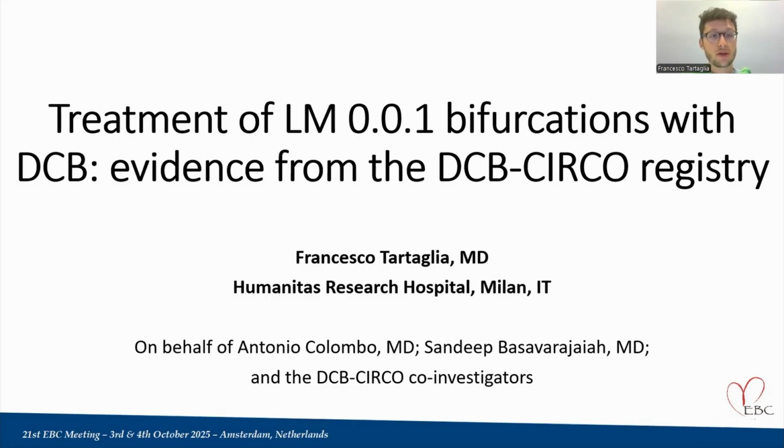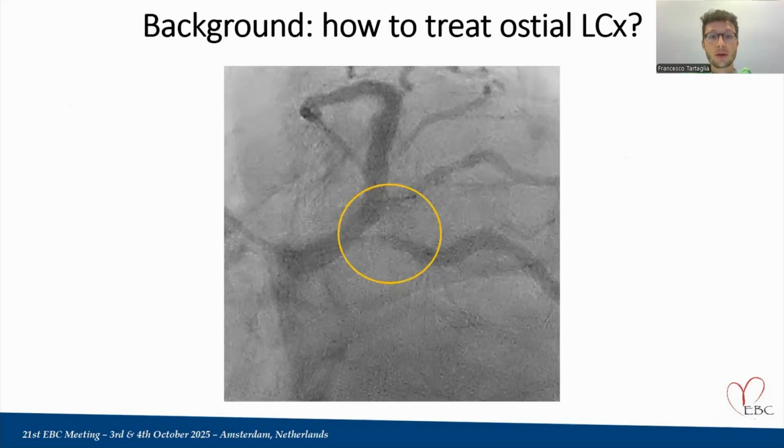The title of my presentation is Treatment of Left Main Medina 0.0.1 Bifurcations with DCB, evidence from the DCB-CIRCO registry, which I had the pleasure to coordinate together with Sandeep Basavarajaiah and on behalf of Professor Antonio Colombo. So the topic of today is how do we treat this kind of lesion?